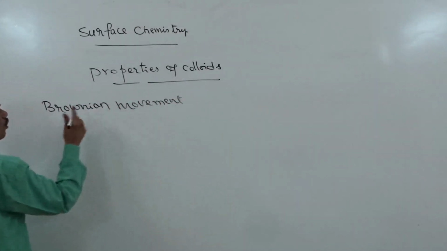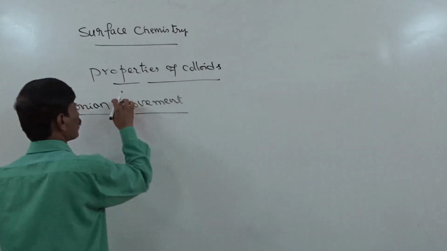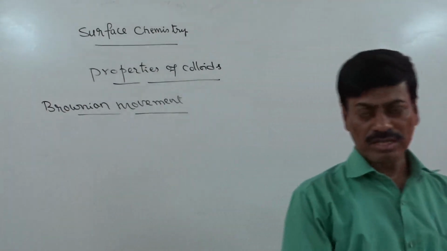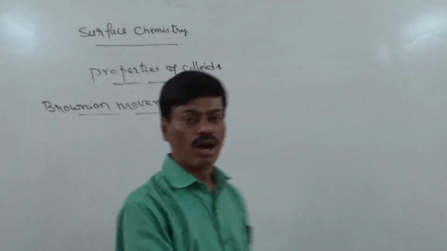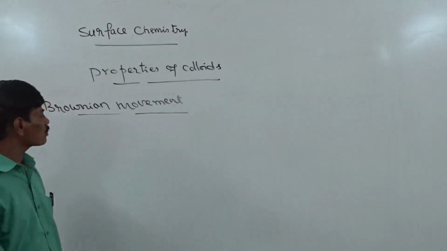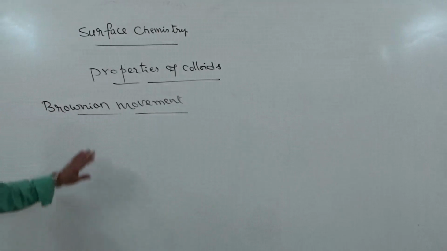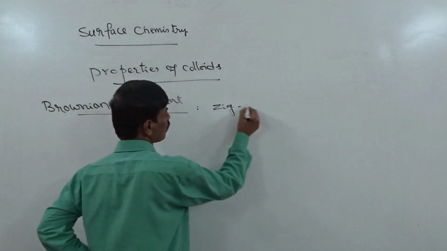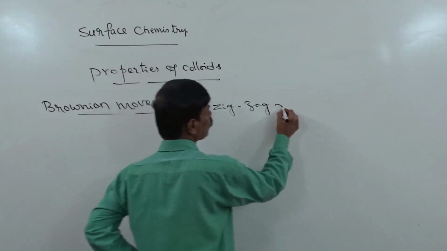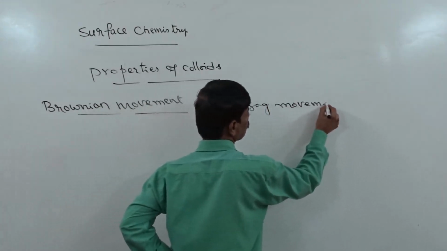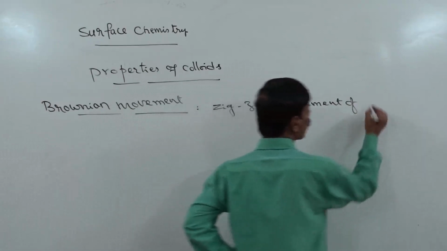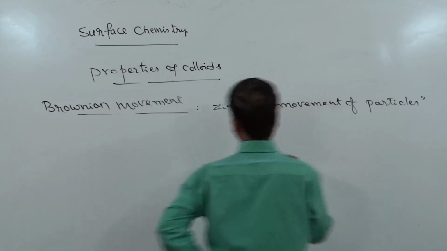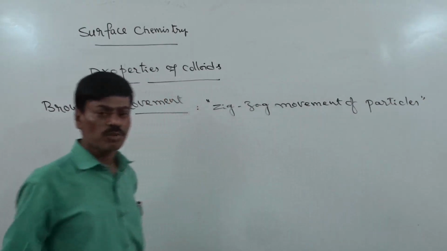What is meant by Brownian movement? Let us see. This phenomenon was observed first time by the botanist Robert Brown. That is why this phenomenon is known after his name as Brownian movement. Brownian movement means zigzag movement of particles is known as Brownian movement.